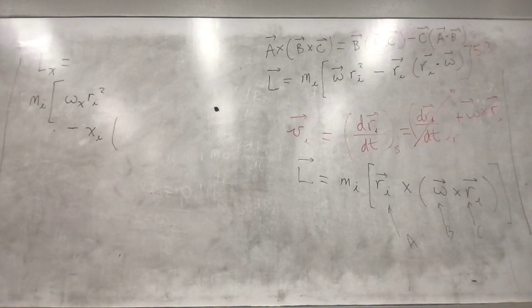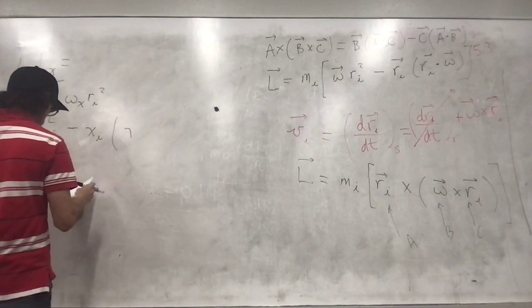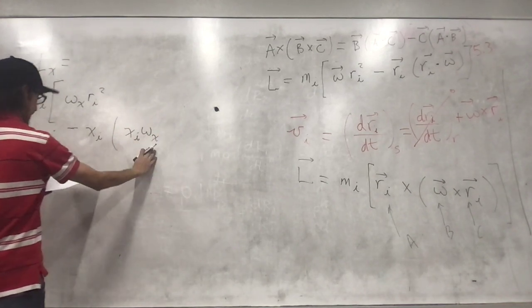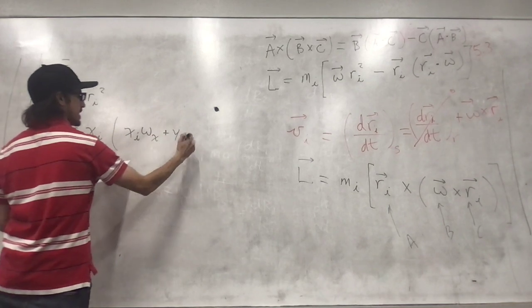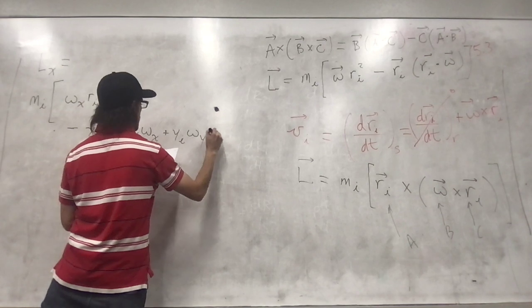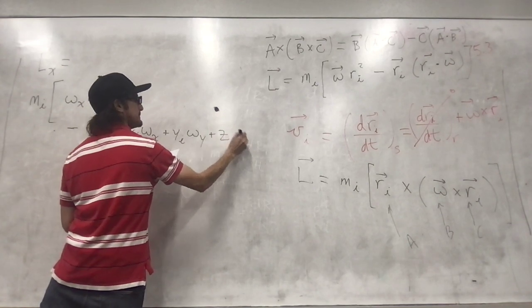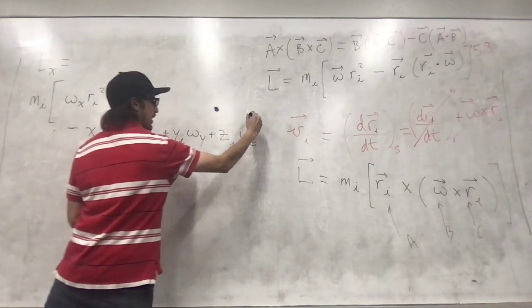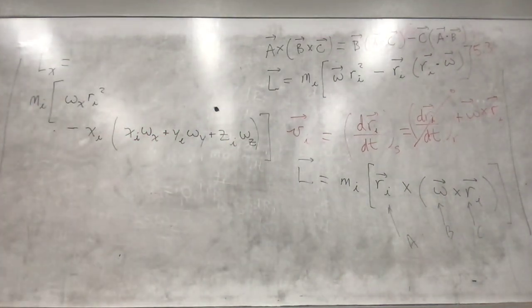Magnitude of R. What is the X component of R_i? It's just X. So, magnitude of X times magnitude of omega X. So X_i omega X, Y_i omega Y, Z_i omega Z. Okay, it's actually not that bad.